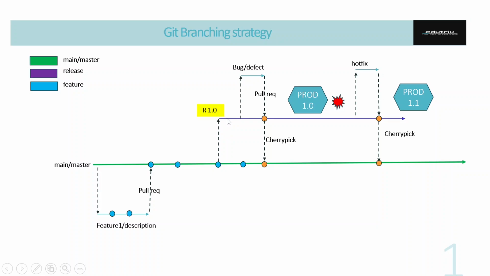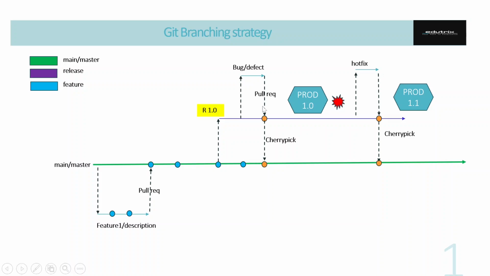Once the code is moved to pre-production, for example, during the regression testing, a bug is identified. In order to fix the defect, the developer assigned to fix it has to create another feature branch on top of the release branch, which shows this line. Create a feature branch, fix the bug, do the unit testing, and create another pull request to be pushed to the release branch, not to the main branch.